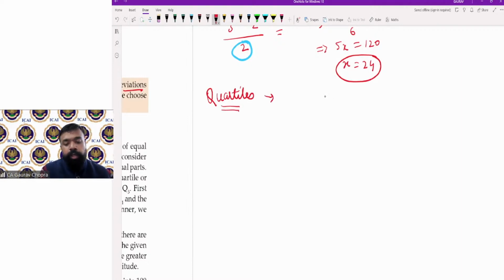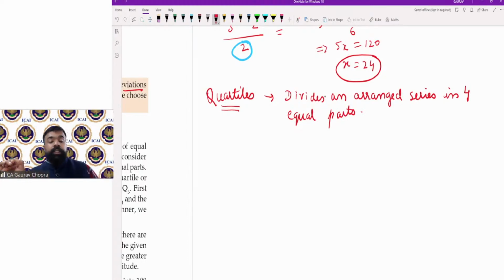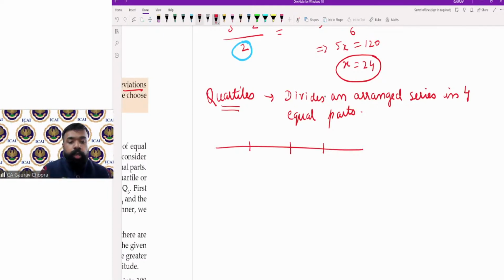Now, what is a quartile? A quartile divides an arranged series into 4 equal parts. तो क्वार्टाइल का काम है एक अरेंज सीरीज को 4 इक्वल पार्ट्स में डिवाइड करना. इफ दिस इज द सीरीज तो इसके 4 पार्ट्स कर दिए. तो अगर हमें 4 पार्ट्स करने हैं तो कितने क्वार्टाइल्स रिक्वायर्ड होंगे? सो ओनली 3 क्वार्टाइल्स आर रिक्वायर्ड. Q1, Q2, Q3. 3 क्वार्टाइल्स हैं, इसका मतलब देयर आर 4 पार्ट्स. तो क्वार्टाइल डिवाइड्स एन अरेंज्ड सीरीज इनटू 4 इक्वल पार्ट्स.